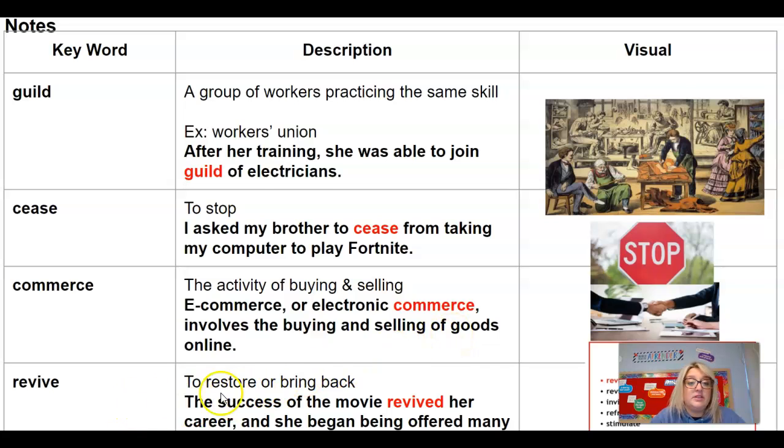And then revive is to restore or bring back. The success of the movie revived her career and she began being offered many roles again. So the actress wasn't getting many jobs, but she was in a big movie that made her successful again, and she started getting all of these jobs now, and her career was revived. You also see the word revive if someone has died, and then they try to revive them. They try to bring them back. So go ahead and pause and get those, including the context clue sentences. It's going to help you, when you read the text, understand the word better.